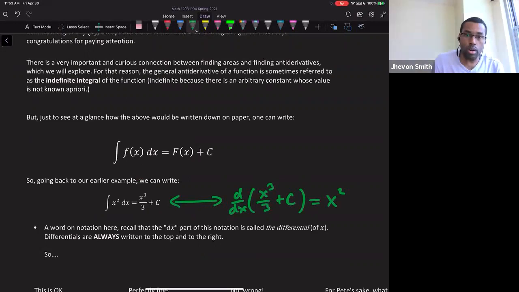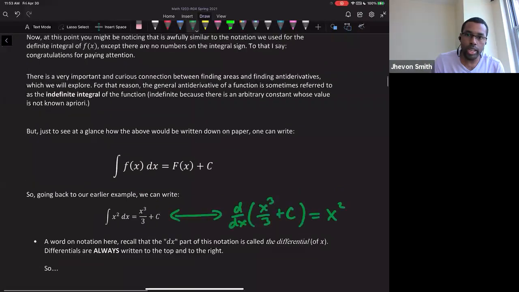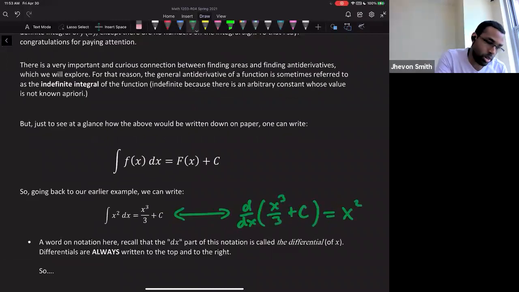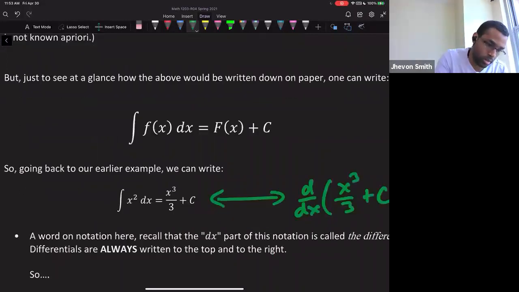Now, some more things about notation. The dx here in the integral, I'm referring to this part here.